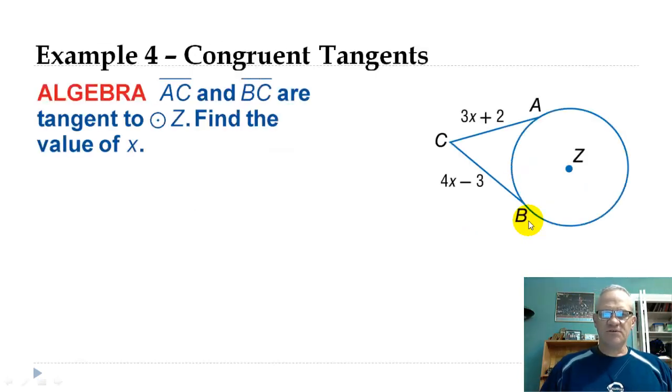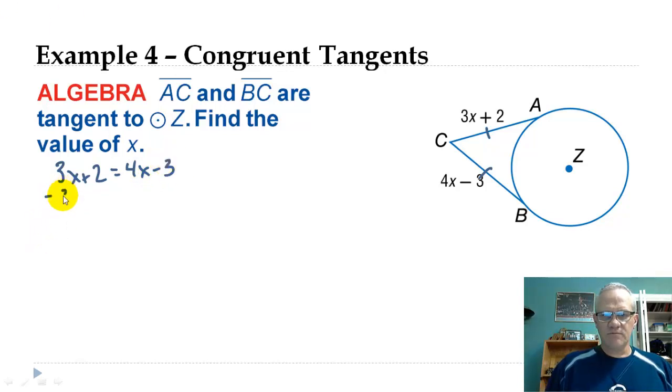So in this situation, it says AC and BC are tangent to circle Z. Doesn't really look like it. It's not the best drawing there. But these are tangent, and they both go out to the same exact point. So therefore, that is congruent to that. And so our equation there would just be 3x plus 2 equals 4x minus 3. Just make them equal to each other.